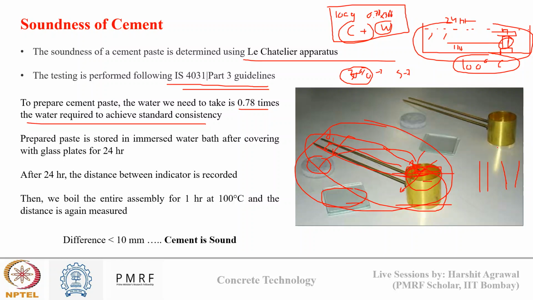After 1 hour of boiling, I will again measure the distance between the two needles, and this time it is D2. Initially it was D1. So I will record the difference between D2 and D1, and if that difference is less than 10 mm, then we say that the cement is sound. If this difference is more than 10 mm, then I will say the cement is unsound, and it has an excess of free lime or magnesia in it.